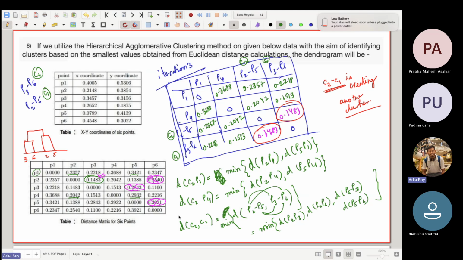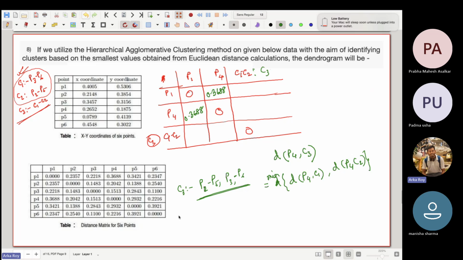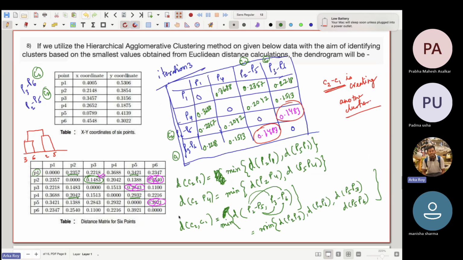से P4 का वैल्यू, P2 P4 we have, and C1 P4 also. I'm myself confused now. So just follow this one.